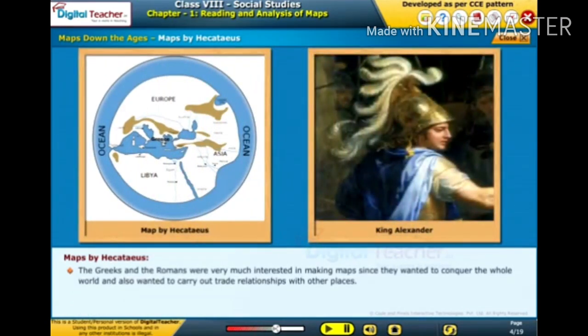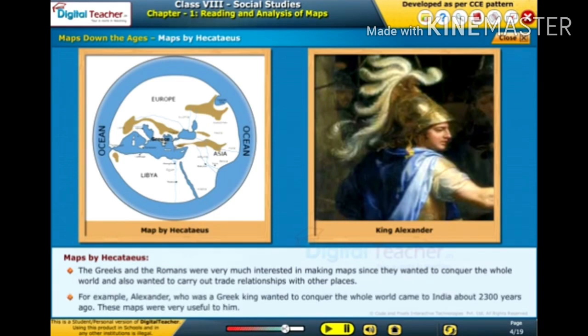The Greeks and the Romans were very much interested in making maps since they wanted to conquer the whole world and also wanted to carry out trade relationships with other places. For example, Alexander, who was a Greek king, wanted to conquer the whole world, and came to India about 2,300 years ago. These maps were very useful to him.